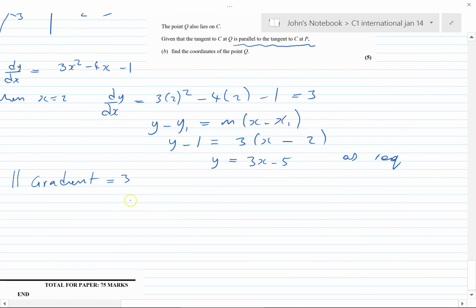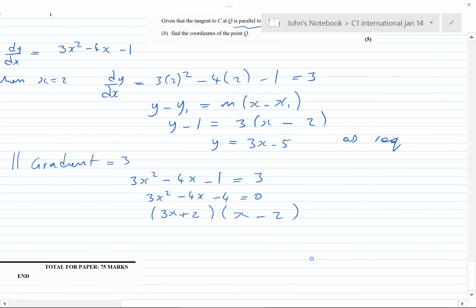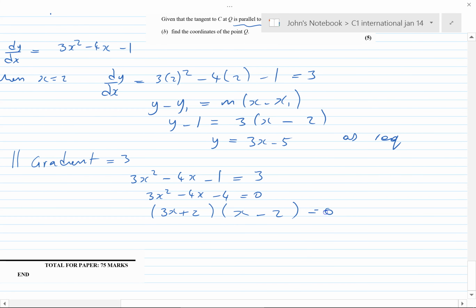So we've got an expression for dy by dx. So we've got 3x squared minus 4x minus 1 is equal to 3. So that gives me 3x squared minus 4x minus 4 equals 0. That factorizes. I know that x minus 2 is going to be a factor. And x plus 2 is a factor, I think. Minus 6x plus 2x, that's right. So that factorizes it, equals 0. That gives me x is equal to minus 2/3.